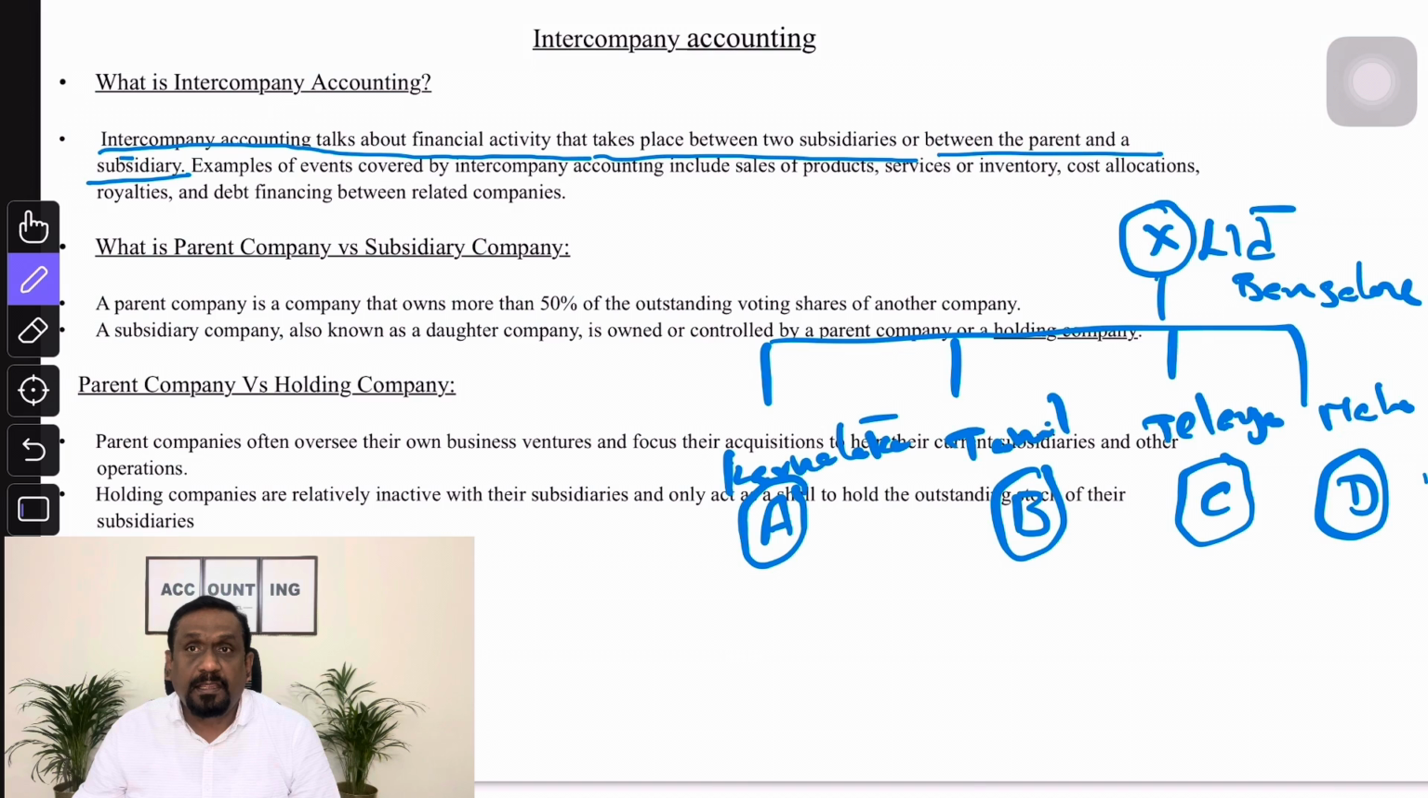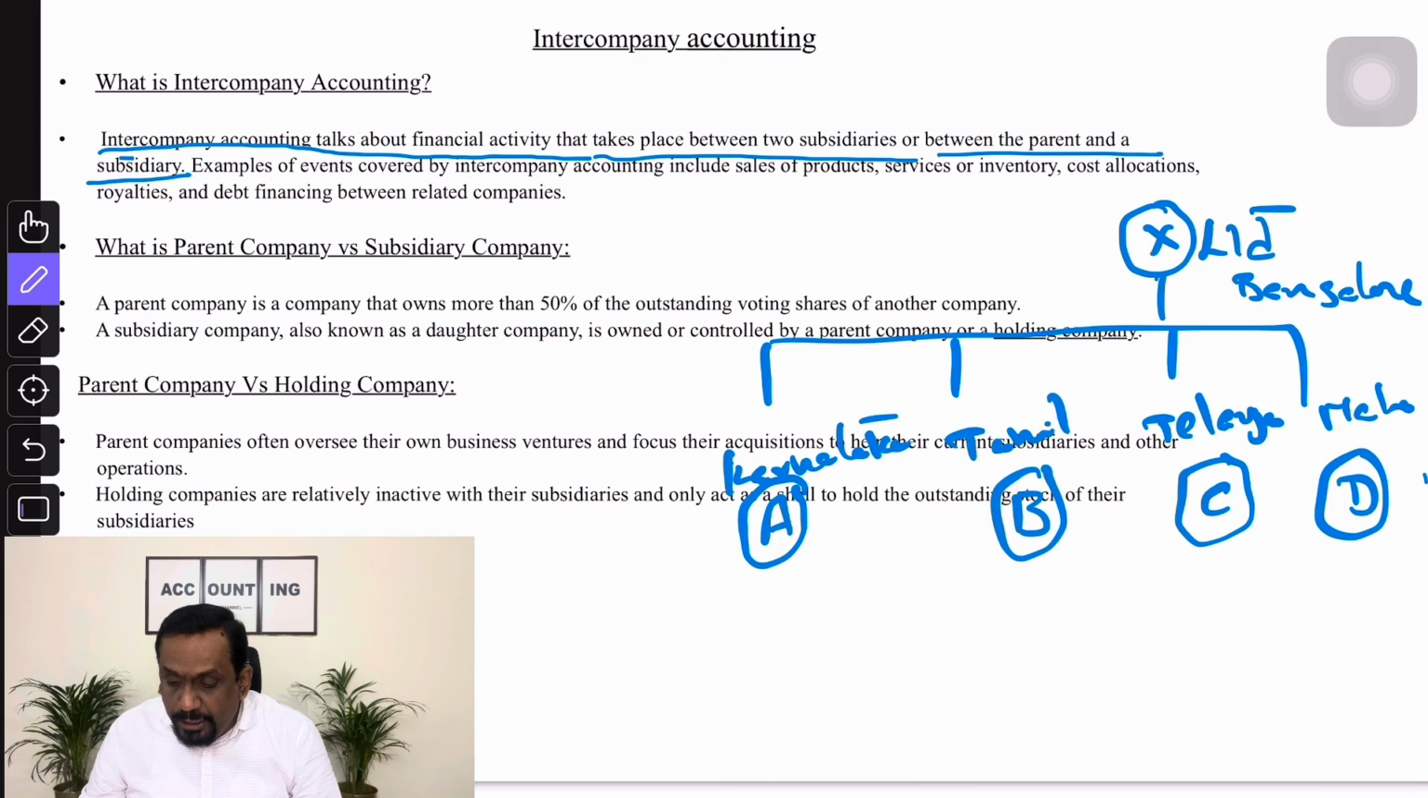This A company buys product from X company and sells it to the retailers. Similar way, B company will buy the material from X Limited and sell them to the retailers. Similar way in Telangana, C company limited will buy products from X Limited and sell them. Similar way in Maharashtra, D company limited will buy products from X Limited and sell them in Maharashtra. So I started different units. I, in the sense, X Limited started these entities, right?